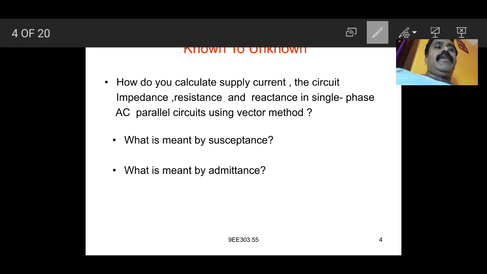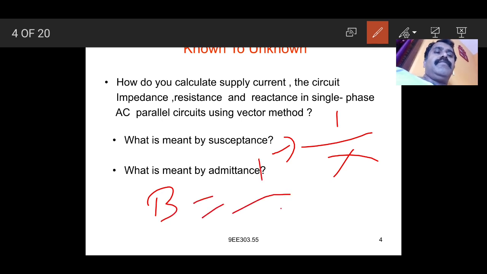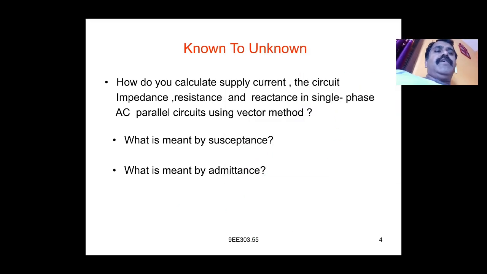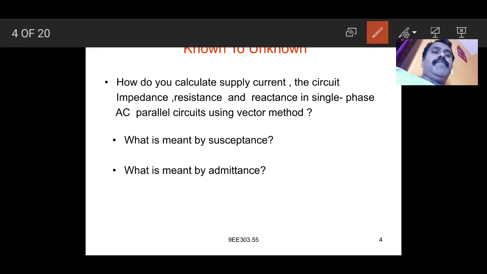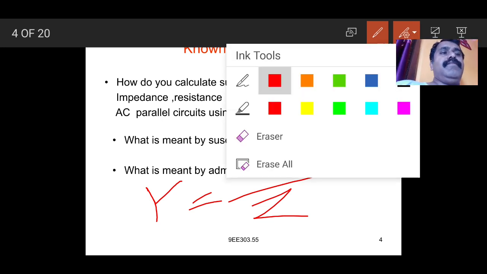Susceptance is the reciprocal of the reactance. We take it as B, susceptance B is equal to 1 by X, the reciprocal of the reactance. And what is meant by admittance? Admittance is denoted by the letter Y, which is equal to 1 by Z. So the admittance can be defined as the reciprocal of the impedance.